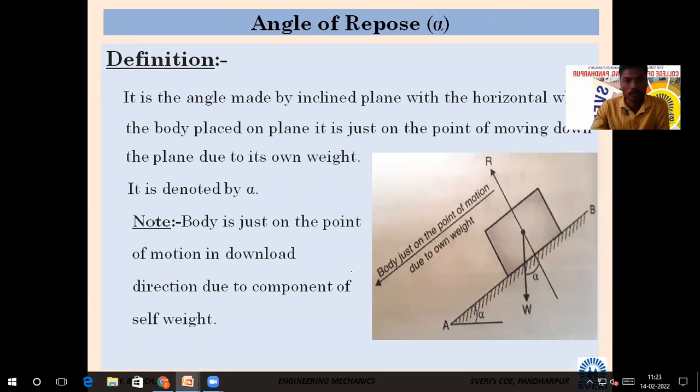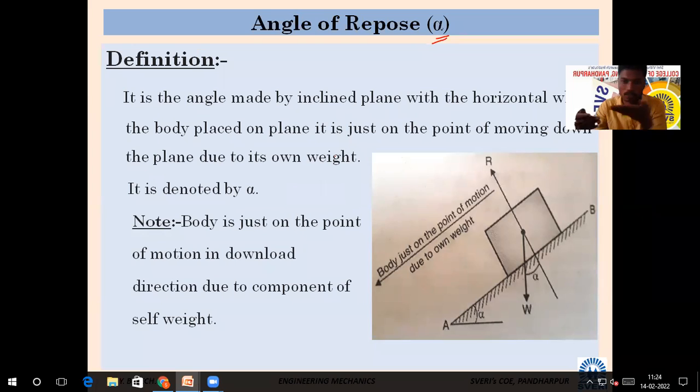Further, angle of repose. What is the angle of repose, which is denoted by alpha? Can someone tell me quickly? It is the angle made by the inclined plane with the horizontal surface, when the body placed on the plane is just about to move.